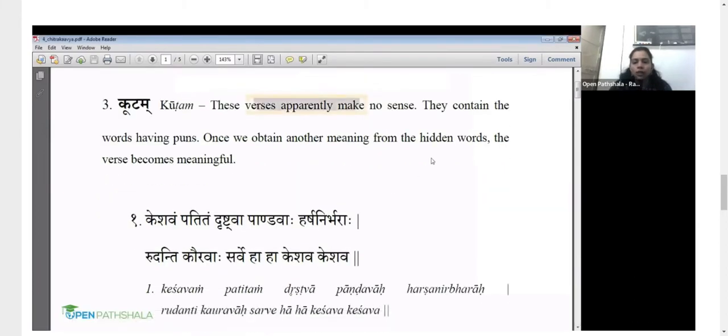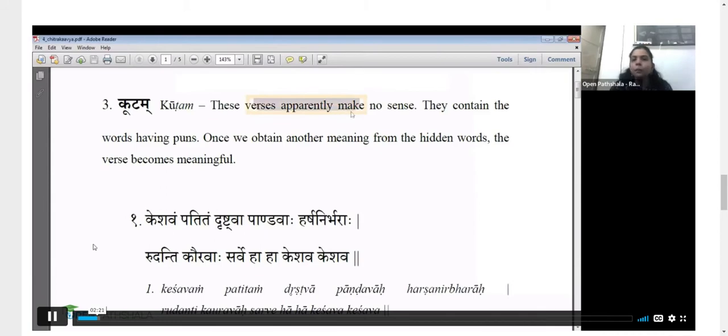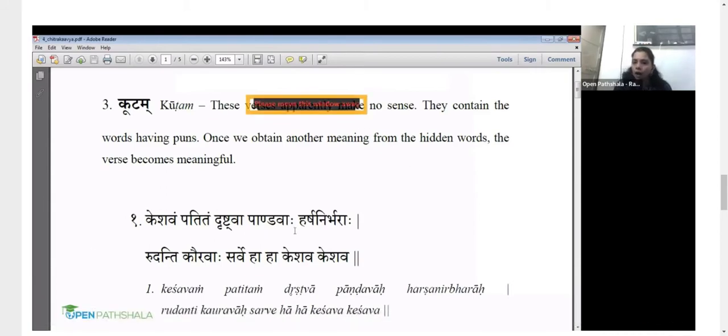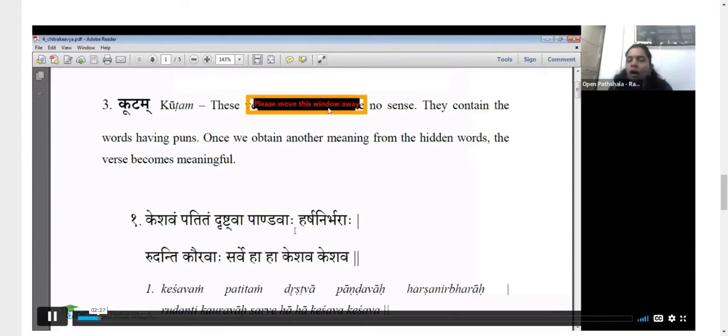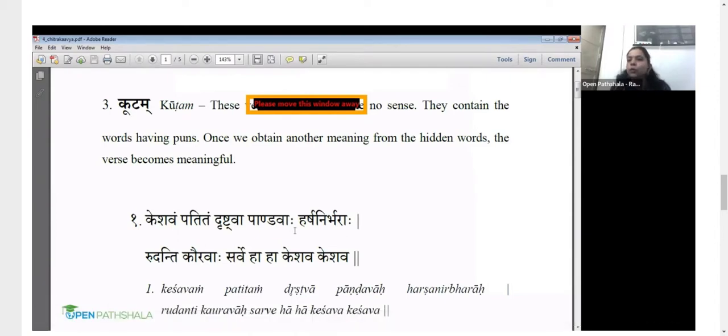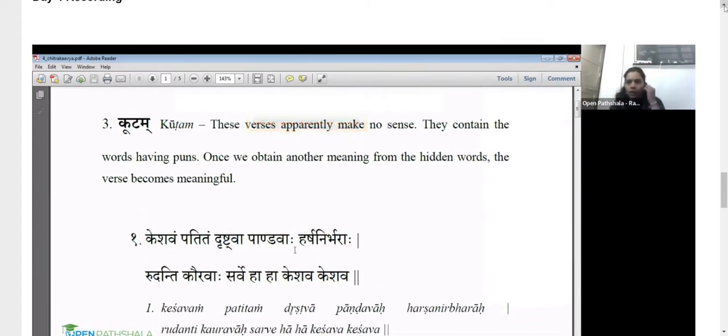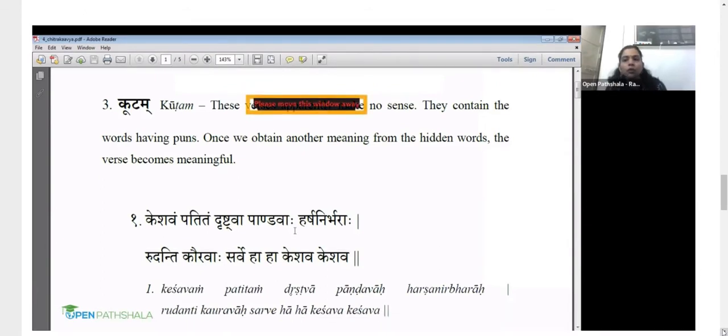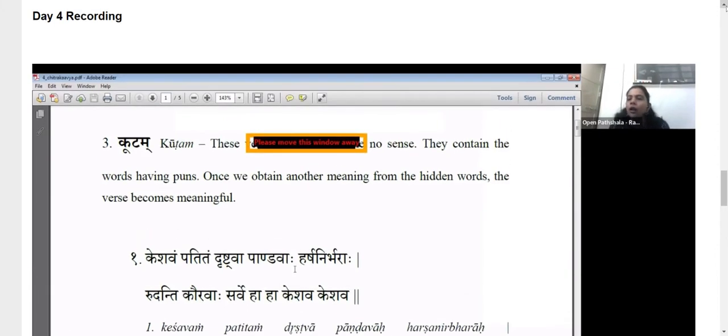So the first kuta is Keshavam Patitam Drishtva Pandavaha Harsha Nirbharaha, Rudanti Kauravaha Sarve, Ha Ha Keshava Keshava. If you try to decode the literal meaning of this shloka, it will be Keshavam Patitam Drishtva. Who is Keshava? Krishna. Patitam is fallen, but rather than fallen, it is more used for dead in this shloka. Drishtva is having seen, after seeing.